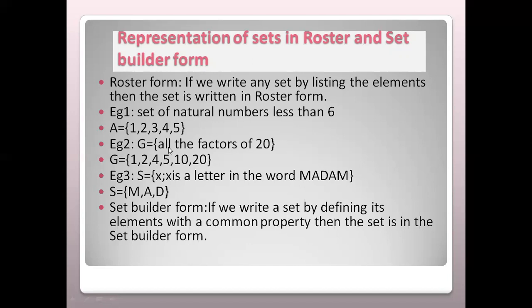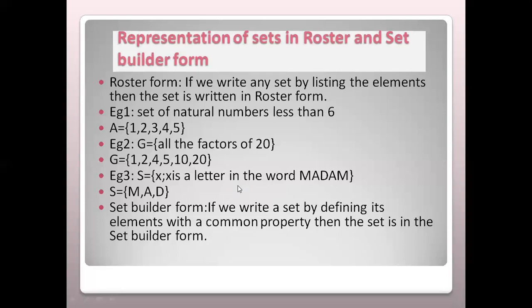Here we have written all these, 1, 2, 3, 4, 5, with commas. These elements we have listed because the given question says we should write the natural numbers that are less than 6. So the numbers are 1, 2, 3, 4, 5. This is called the roster form of the given question.